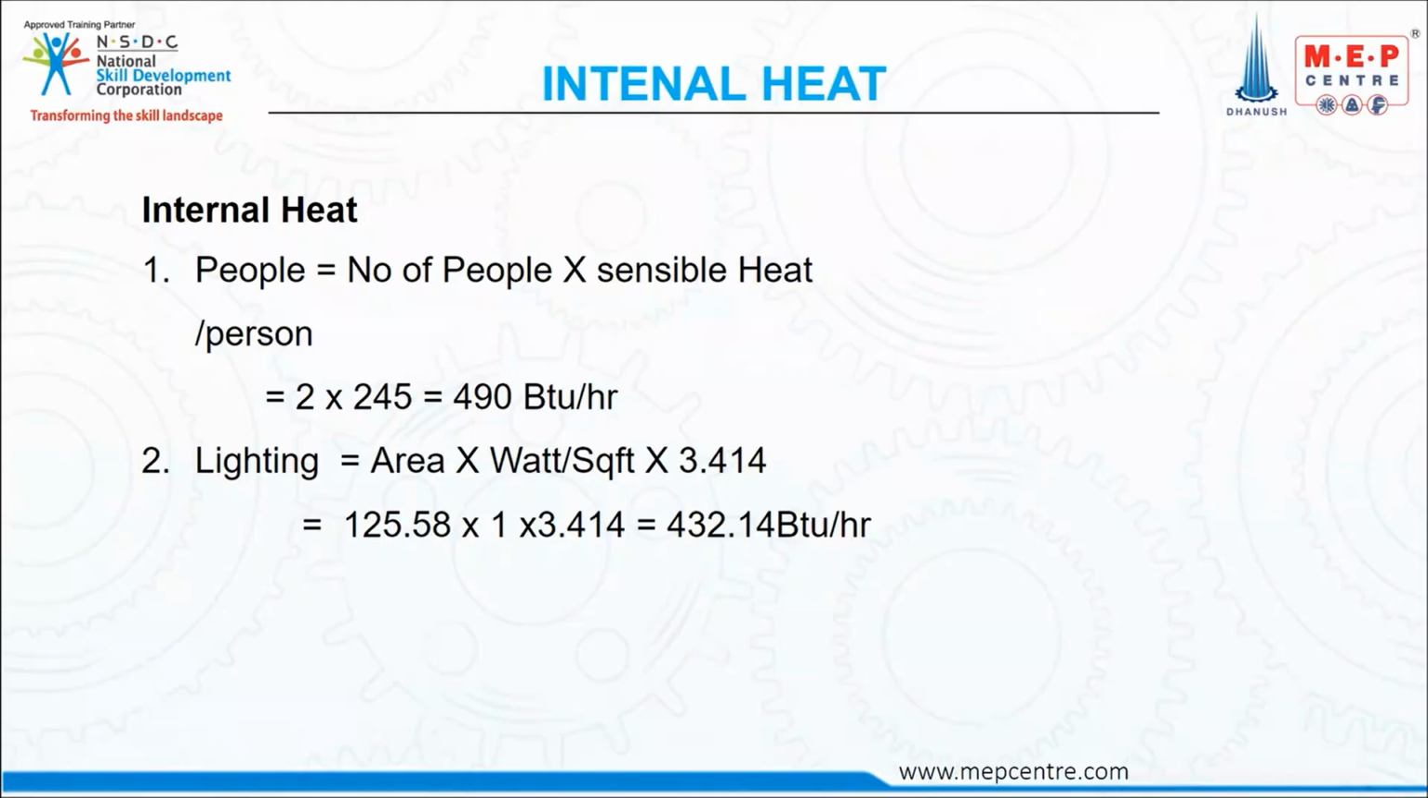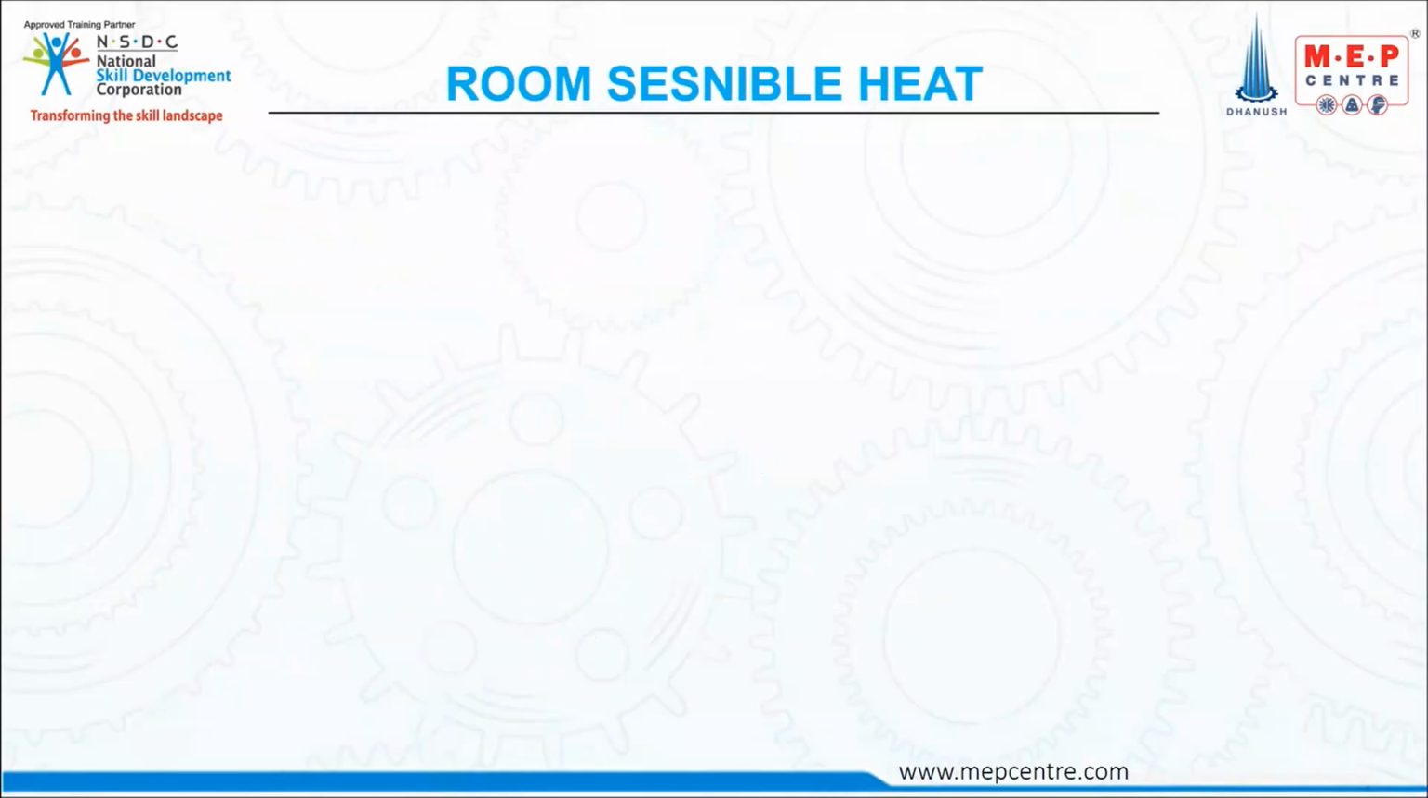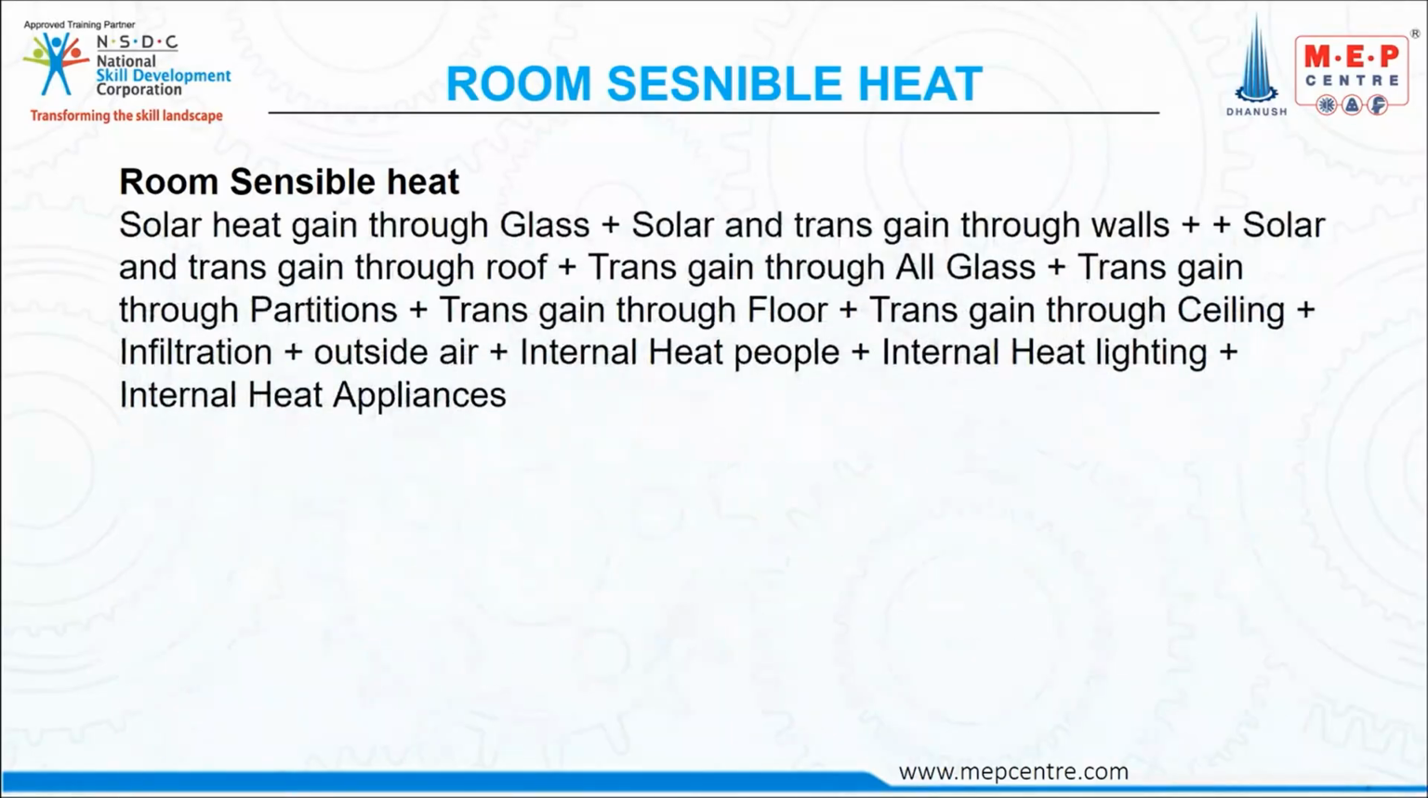Next, lighting. Area into watt per square feet into 3.414. So 125.58 is the area of the room. 1 watt per square feet into 3.414 is 432.14 BTU per hour. Next, appliances. Watts into 3.414, which is 400 into 3.414, 1365.6 BTU per hour.